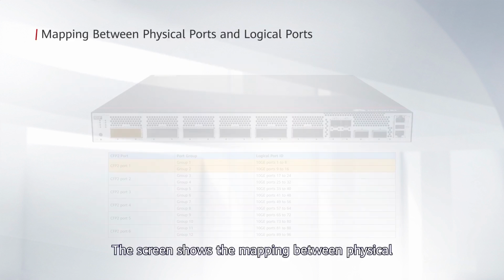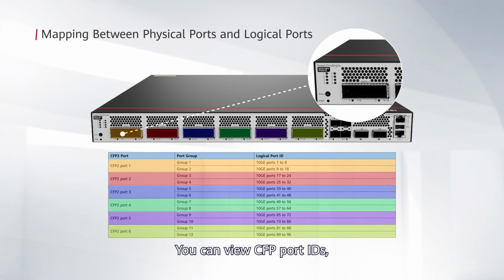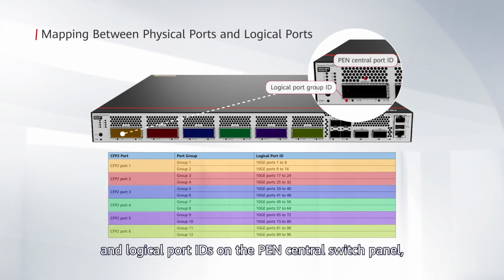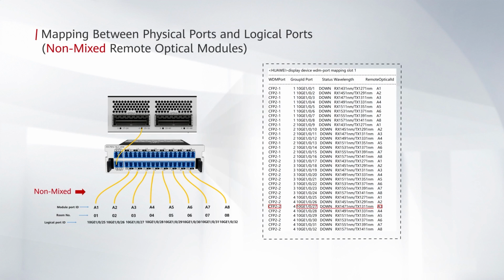The screen shows the mapping between physical ports and logical ports on the PAN. You can view CFP port IDs, included port group IDs, and logical port IDs on the PAN central switch panel, or by running the display device WDM port mapping slot command on the device.